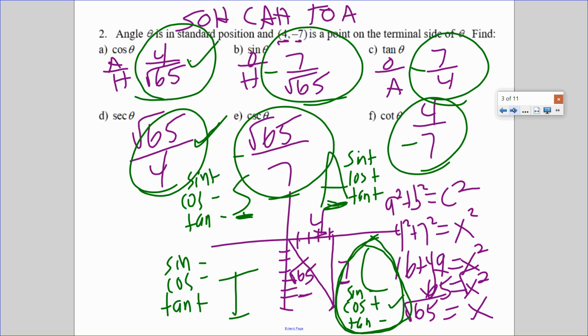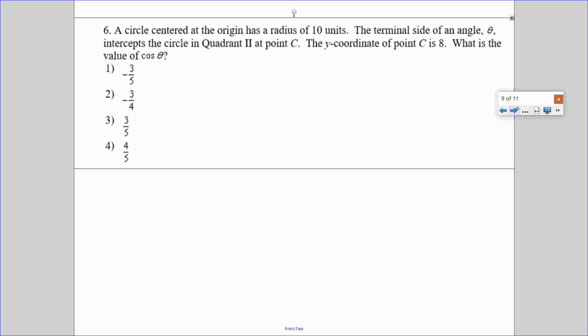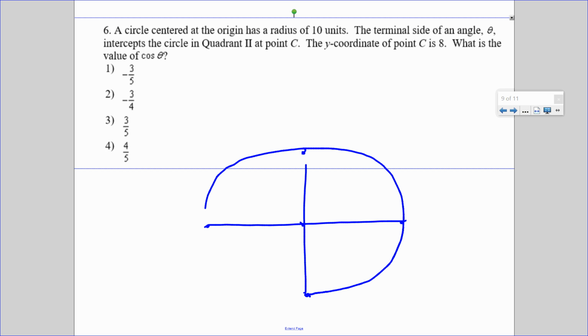So there's one more example that I want to do. And then we're going to move on. Well, we're going to be done by move on. So, circles with this. A circle centered at the origin has a radius of 10. So this is not the unit circle, but it's kind of like the unit circle. It's a circle centered at the origin, but the unit circle has a radius of 1. This particular circle has a radius of 10.